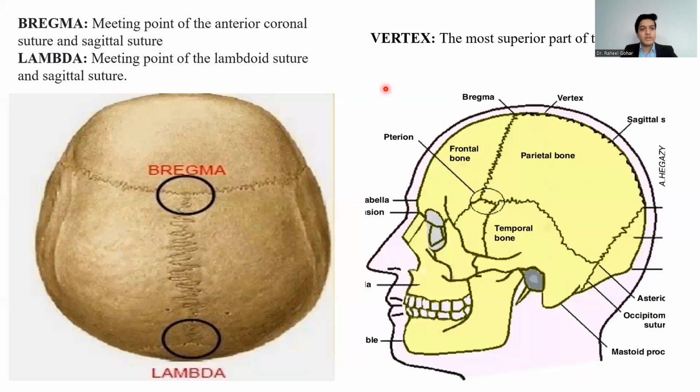Then again, I have already discussed this. This is the coronal suture, this is the sagittal suture, this is the lambdoid suture. The connection point of the coronal and the sagittal suture is known as the bregma. The connection point of the lambdoid and the sagittal suture is known as lambda. In the lateral view, you can see this is the bregma, and 2 centimeters behind the bregma, we have the vertex.